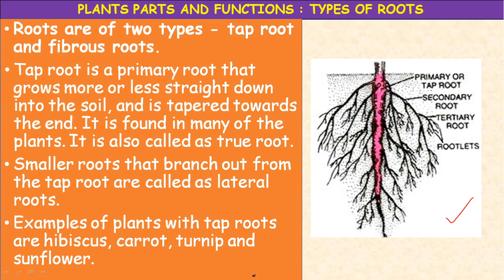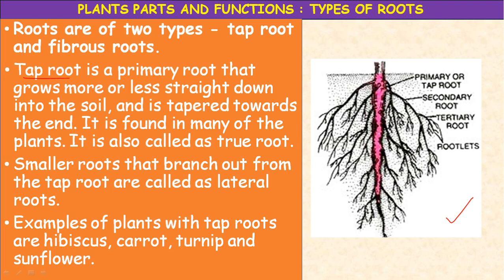So do you notice the difference here? Okay, now children, let us see what is a taproot. A taproot is a primary root that grows more or less straight down into the soil and is tapered towards the end, like this. It is found in many of the plants.